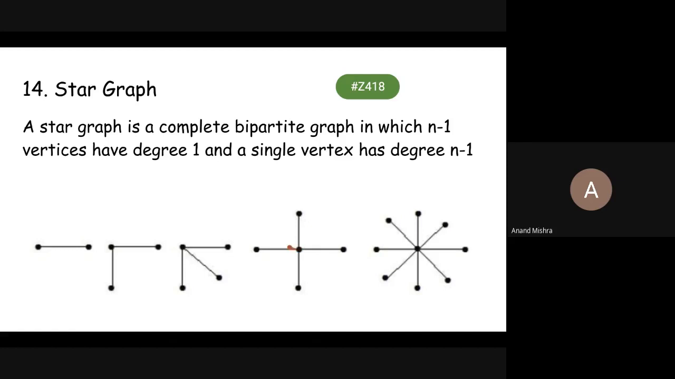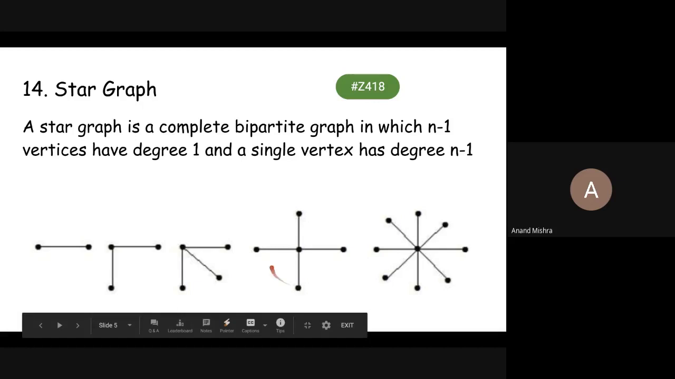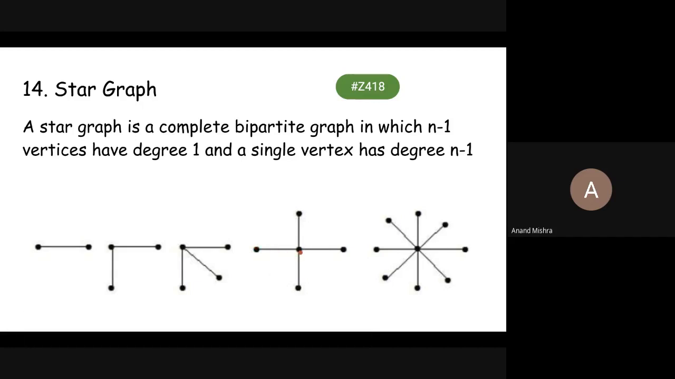It says that n minus 1 vertices have degree 1. So this has degree 1. This has degree 1. Right? You can see this also has degree 1. This also has degree 1. But this guy has degree 4. Okay? So all of these are star graphs, and I hope this is very clear.